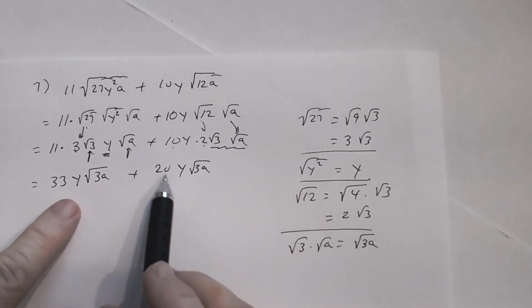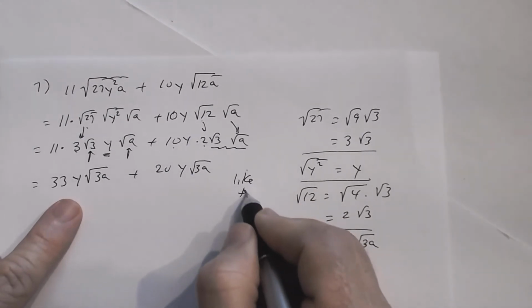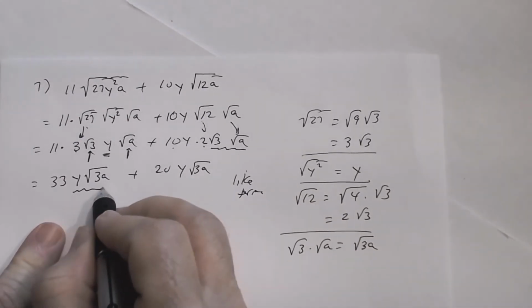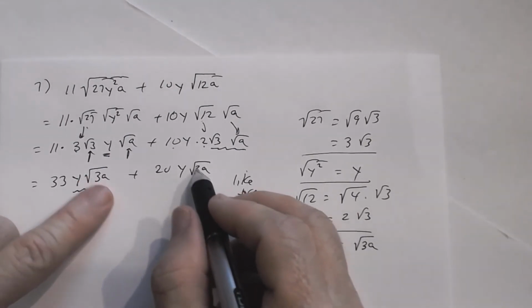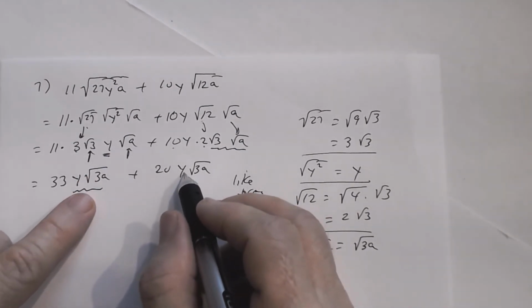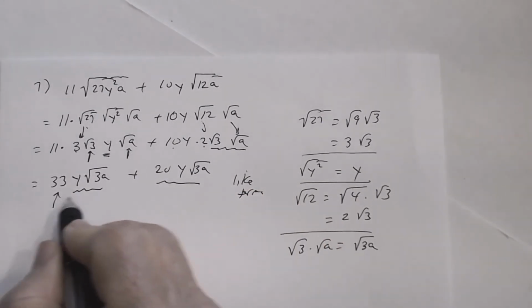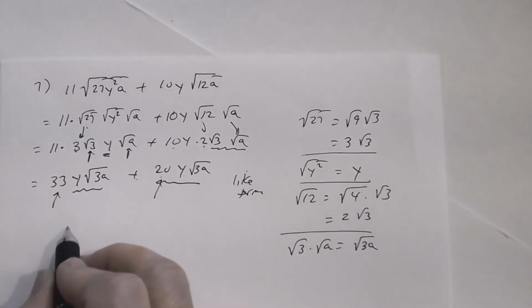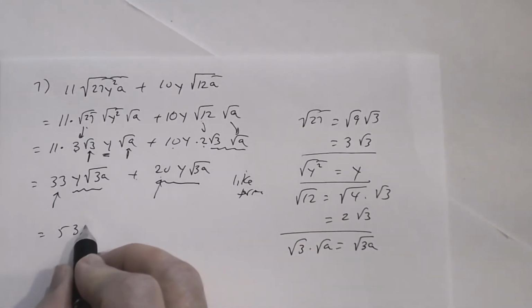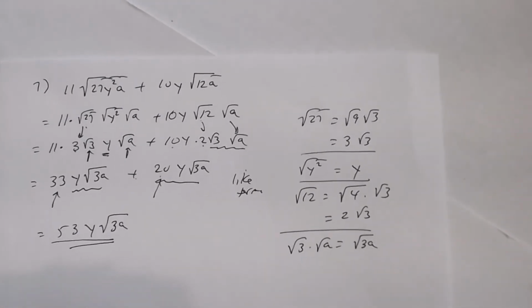Okay, now here's the question. Are those like terms? Yes, those are like terms now, because they both contain y square root of 3a. So the radicals have the same index and the same radicand, and then you have an extra factor of y in both. So all you got to do is look at their coefficients. 33 plus 20 is 53. So you have 53y square root of 3a. So that's the answer there.